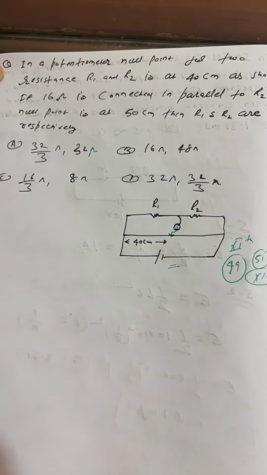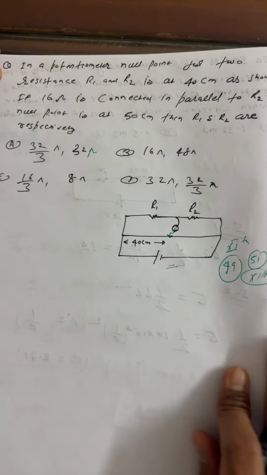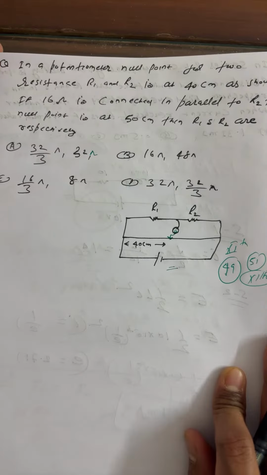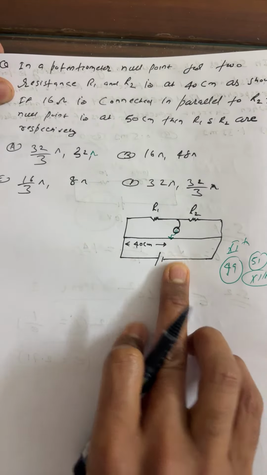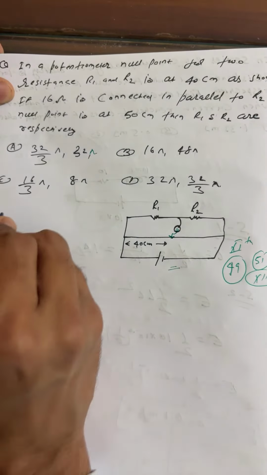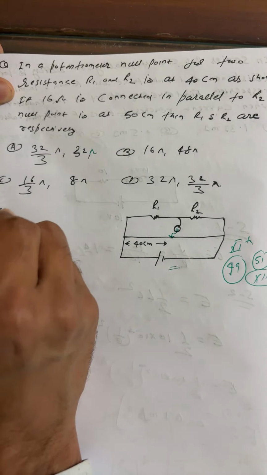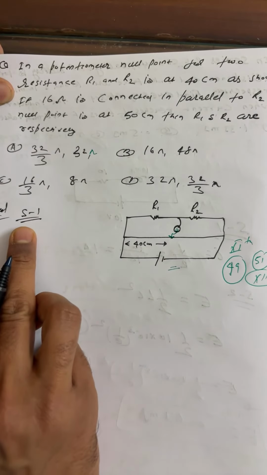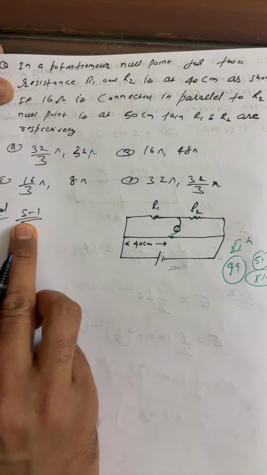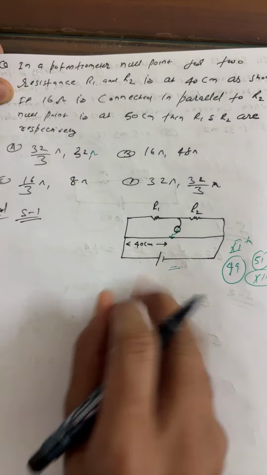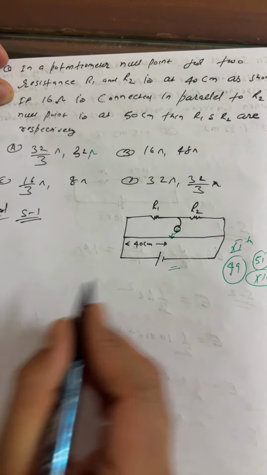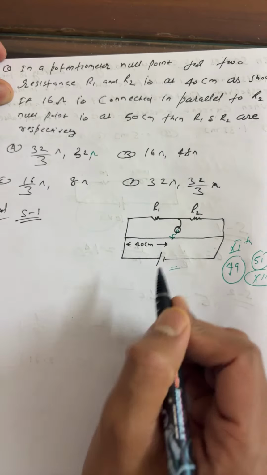So now have a look at the question. What does the question say? In a potentiometer, the null point for two resistances R1 and R2 is at 40 centimeter as shown. Now, beta, this is already mentioned. I can say that this is the first condition. Ayan Pandey, this is shift number one student, right? I can call it step one. What it says: initially we are getting the null point over here at 40 centimeter.